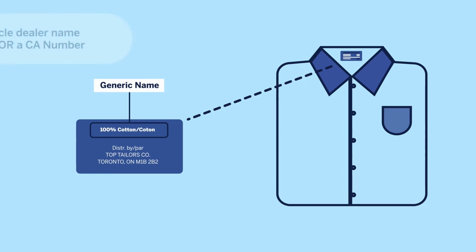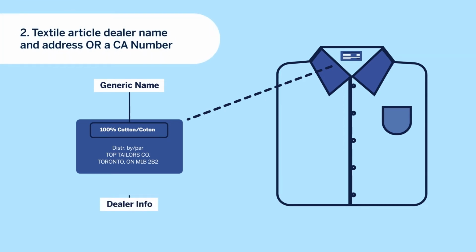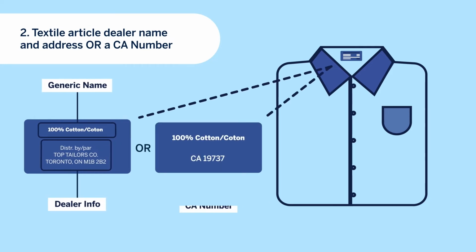The second mandatory information is the full name and postal address of the dealer. Dealers located in Canada can use an identification number, referred to as a CA number, instead of their full name and postal address. Canadian dealers can get a CA number by applying to the Competition Bureau.